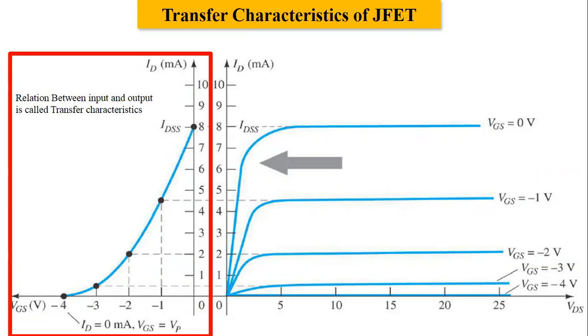Let us see the transfer characteristics of JFET. So what is meant by the transfer characteristics? It is nothing but the relation between the input and the output, right? So in case of FET, we have input voltage, that is control voltage, as gate to source voltage. We are varying gate to source voltage, and according to this value of the gate to source voltage, we get this varying ID current.